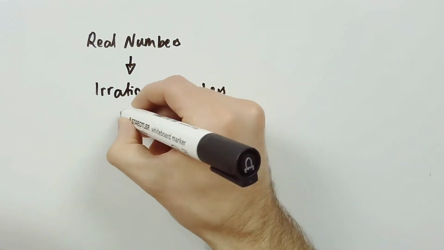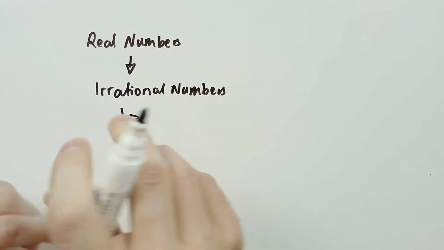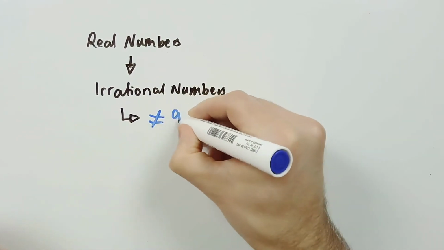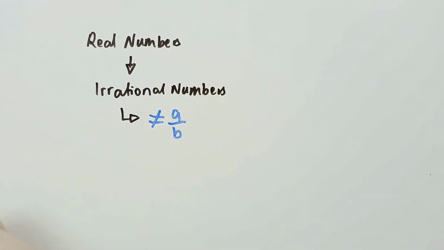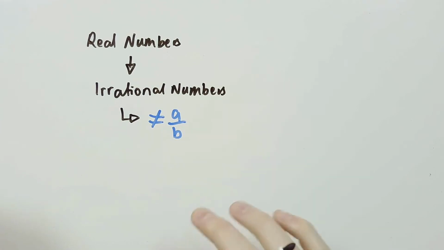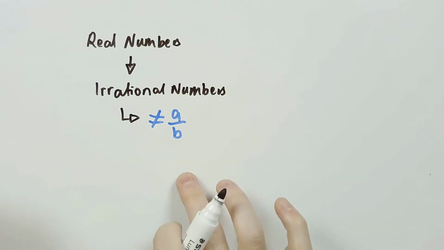An irrational number is a number that cannot be represented in the form a over b. If you were to represent them as a decimal, they'd be never ending. There's no way to represent them as a whole number, or even as a fraction or a decimal. So that's basically what an irrational number is.